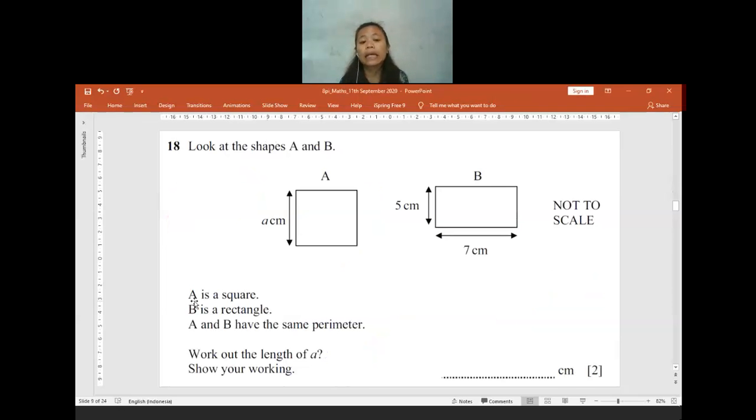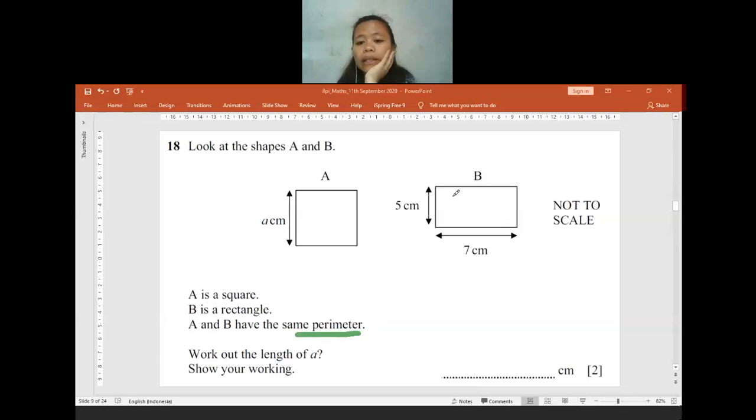For the question 18, we have the shape A and also shape B. Now, the shape A is a square, shape B is rectangle. A and B have same perimeter. It says same perimeter. So it means we need to find the perimeter for each shape.